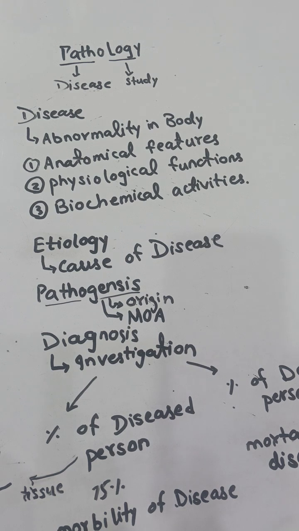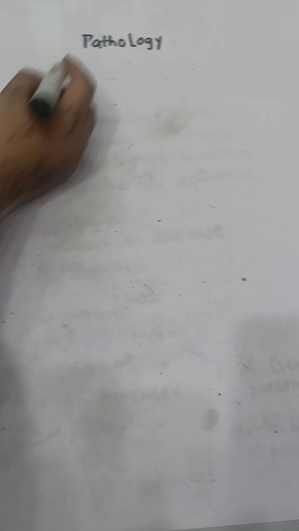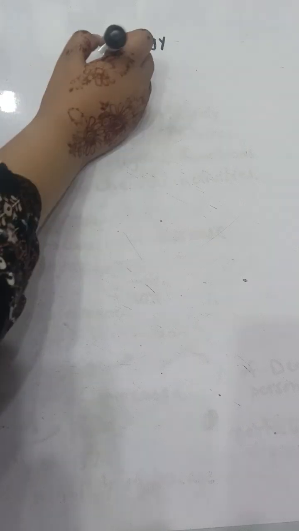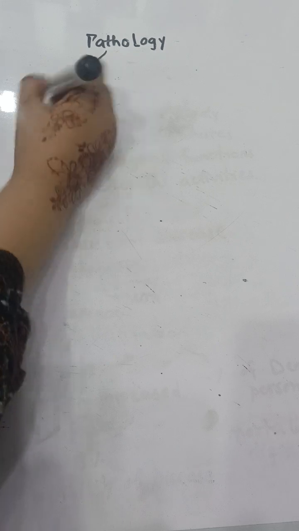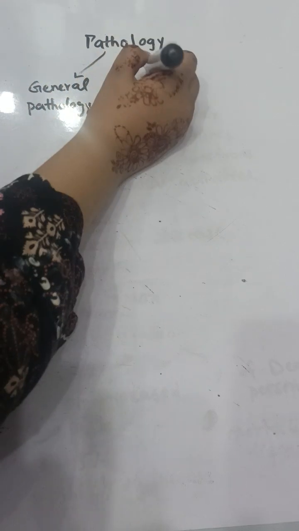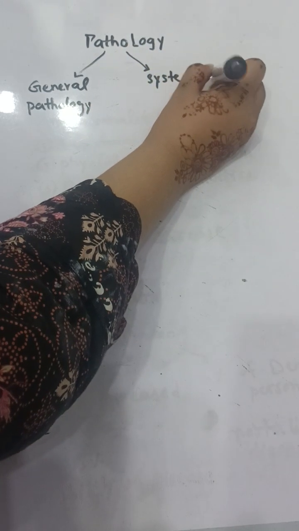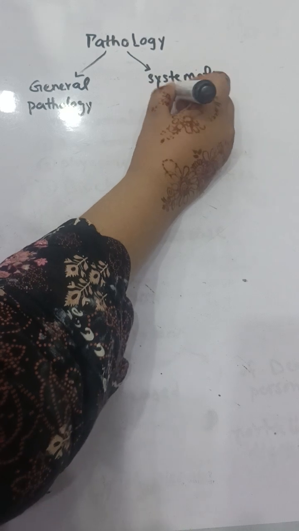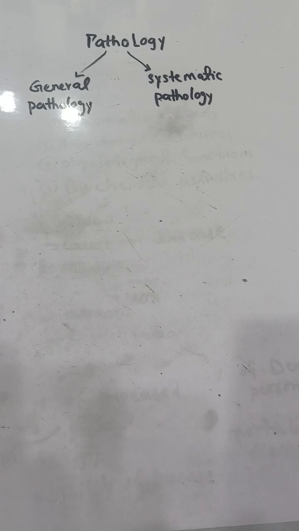And after that we are going to study the types of pathology. Okay, so now we are going to discuss what the types of pathology are. There are two main types of pathology. The first is general pathology, and the second is systematic pathology. Okay, so what are they? We are going to explain it. So first is general pathology.